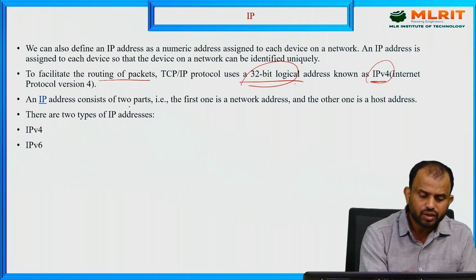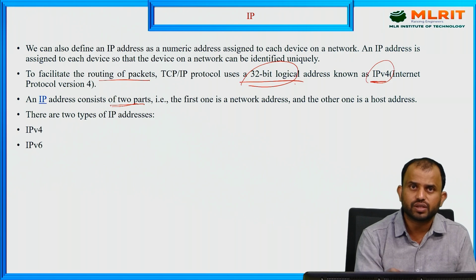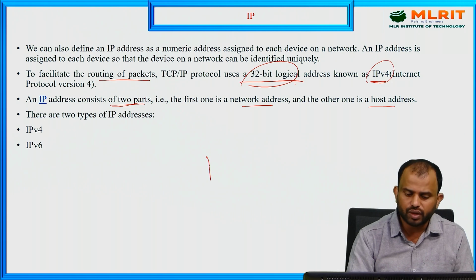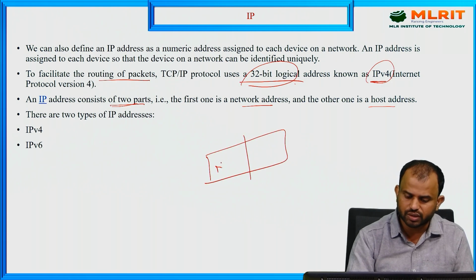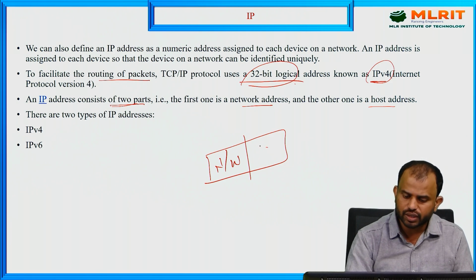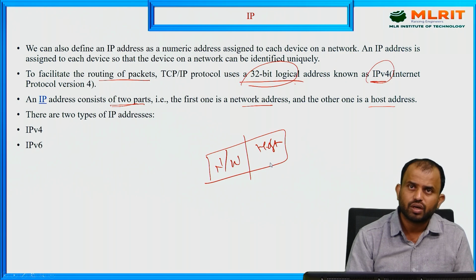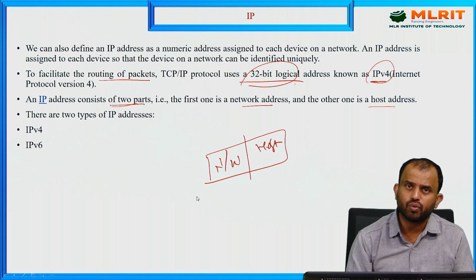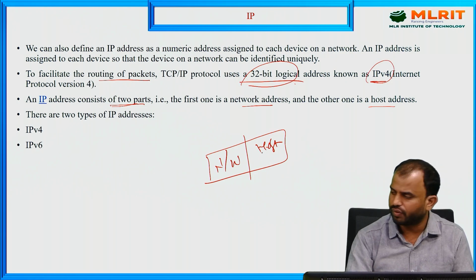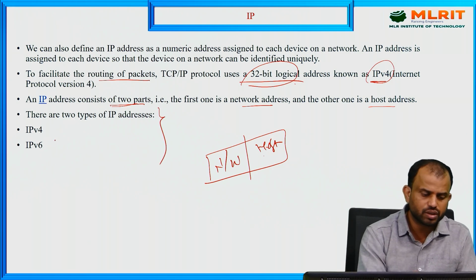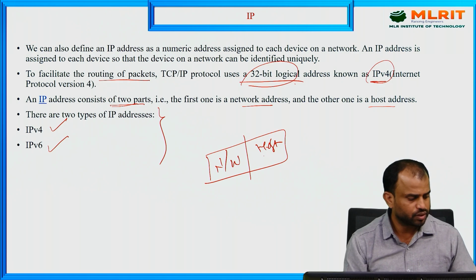So here this IP address consists of two parts. The first one is the network address and the other one is the host address. The IP address is in the form of these two sections. One is the network address, which means which network we are using, and the next one is the host address. Within the network, which hosts are there and how many hosts are present in the network, all these details we have in this section. So there are two types of addresses: version 4 and version 6.